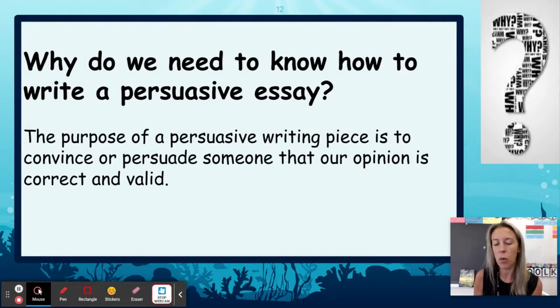Why do we need to know how to write a persuasive essay? The purpose of a persuasive writing piece is to convince or persuade someone that our opinion is correct or valid. So we really want to persuade our readers why pollution is bad for not only us, but for also all the sea animals.